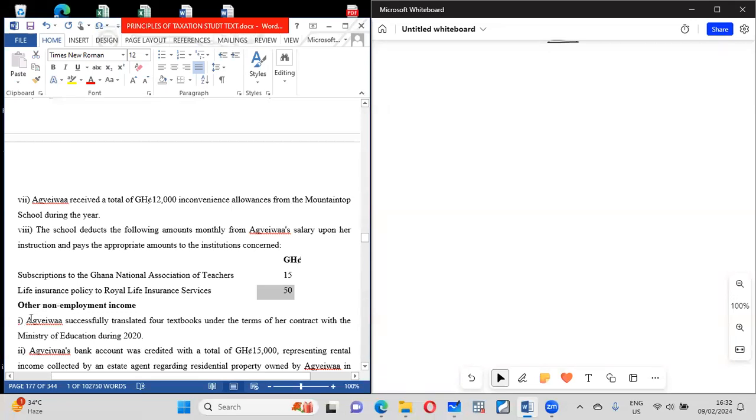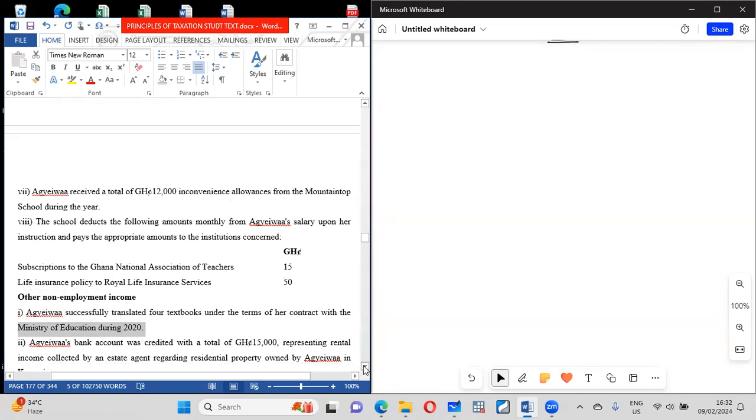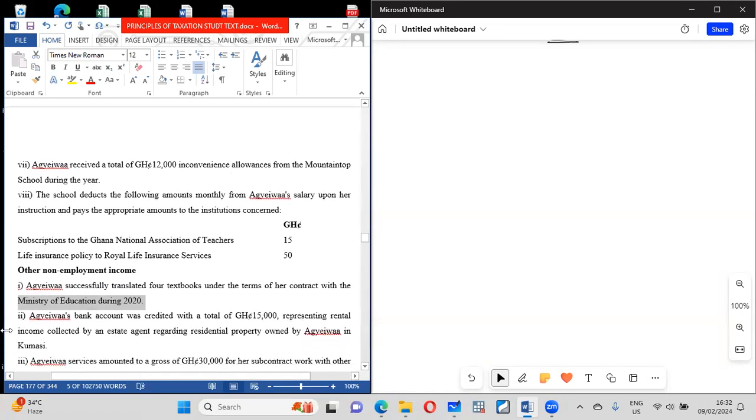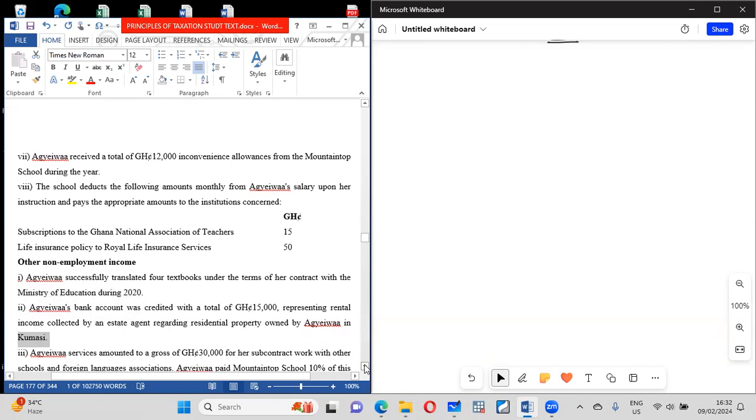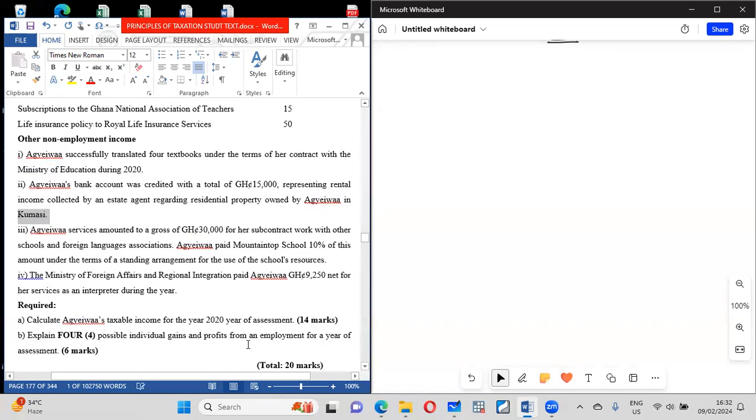Other non-employment income: Ejewa successfully translated 4. I think there is an amount for each, so we will have to go and multiply that. For the year 2020, Ejewa's bank account was credited with a total of 15,000, which represents rental income collected by an estate agent regarding a residential property owned by Ejewa. Ejewa is collecting money in Kumasi. What a question for 20 marks.